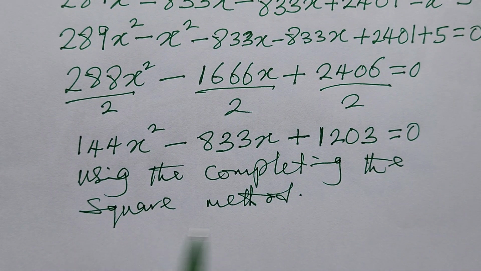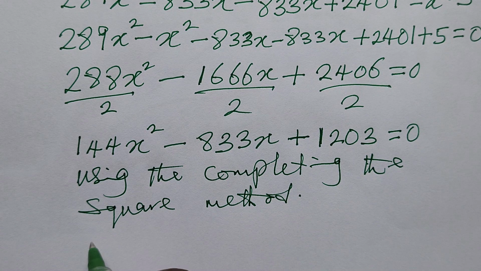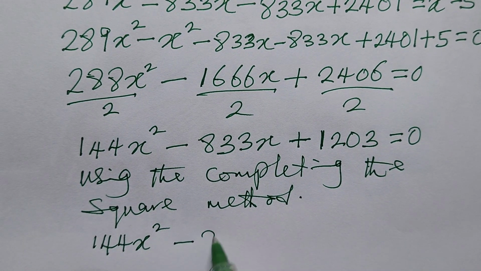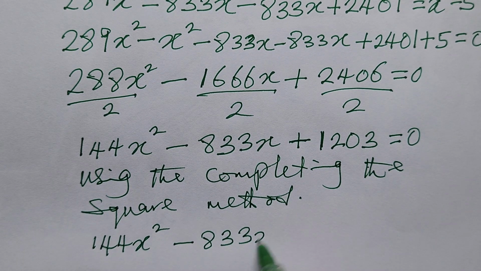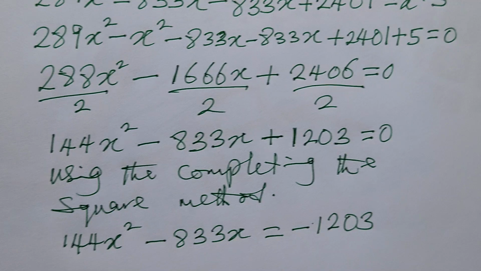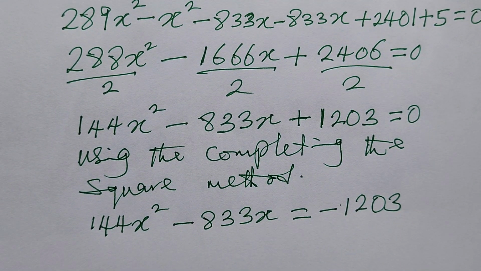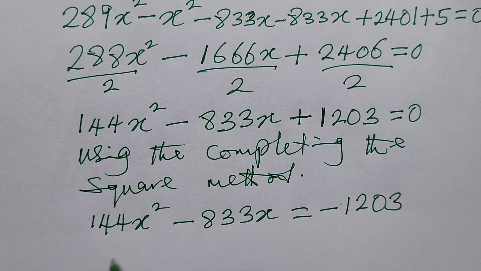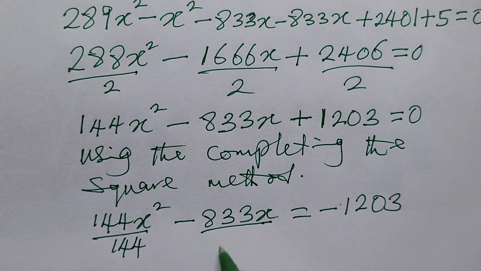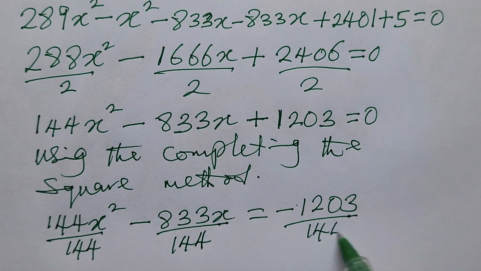Okay, so what we do, we have to move this constant to this side. That is the first thing to do. So this is going to give us 144x to the power of 2 minus 833x equal to minus 1203. Now the next thing we do here is to make the coefficient of x squared to be unity. In other words, we'll make it to be 1. So we divide through by 144. We equally divide this by 144. Then we divide this by 144.